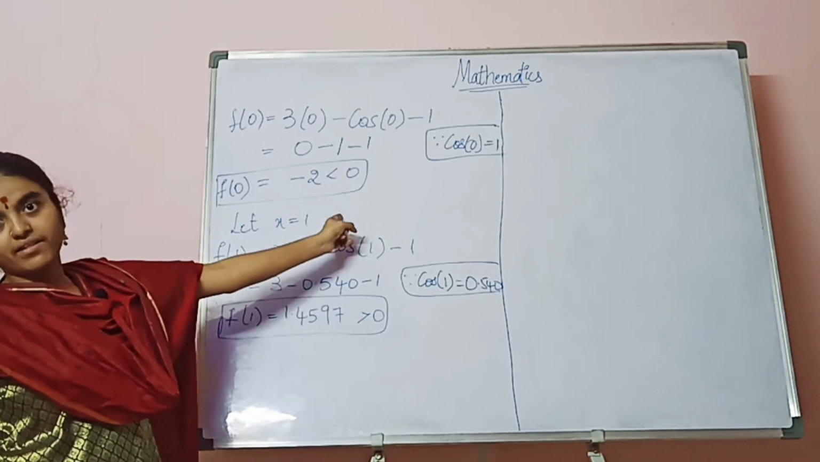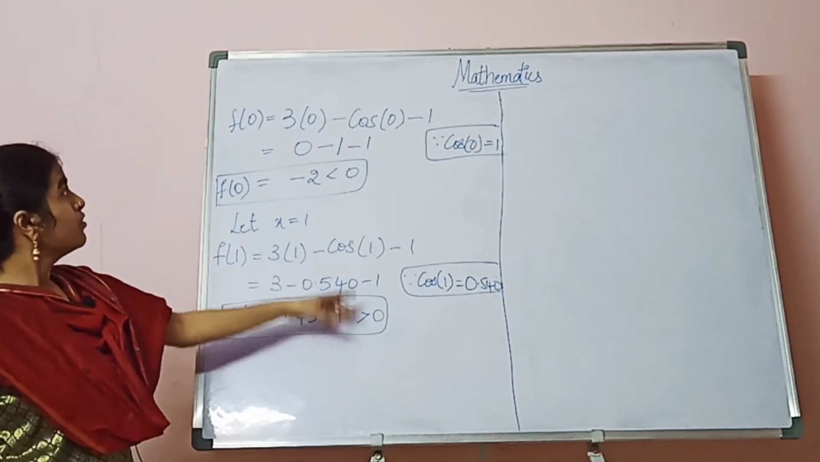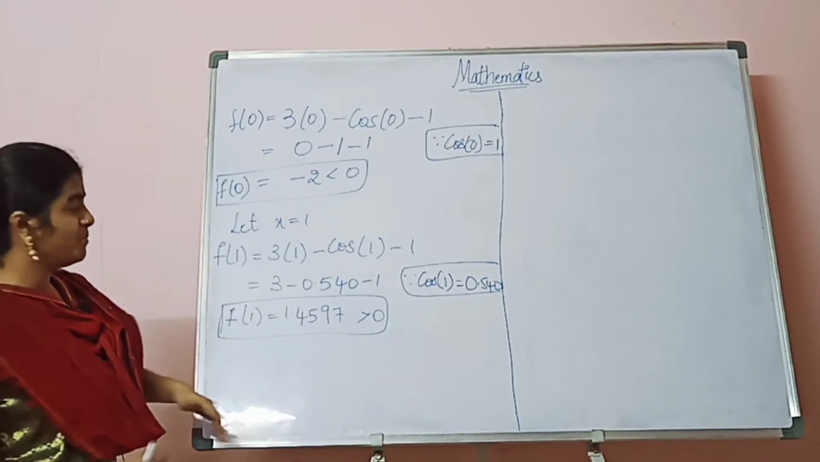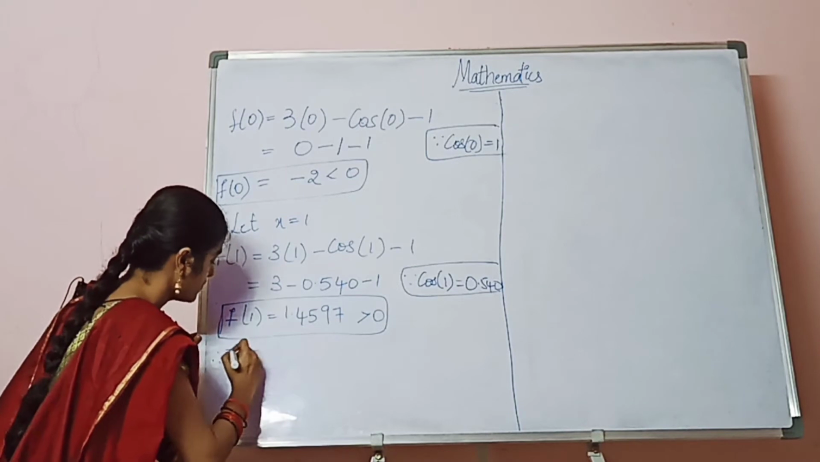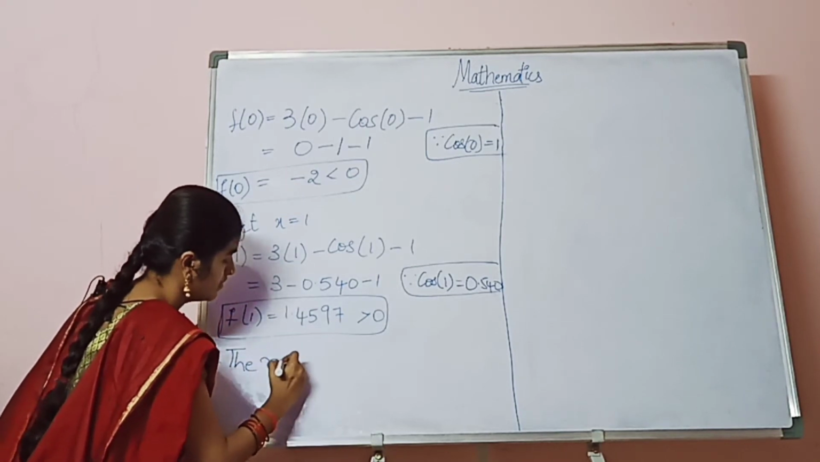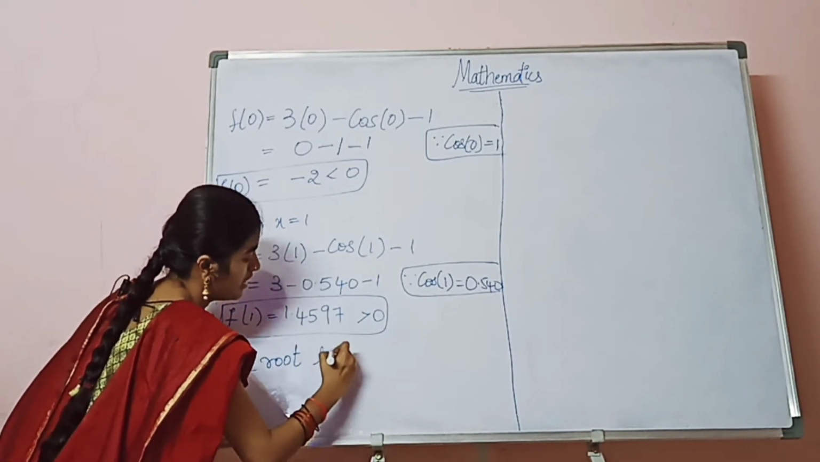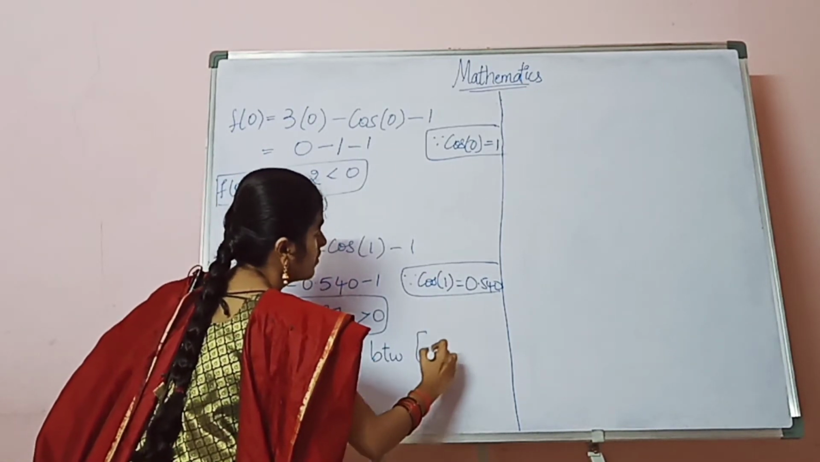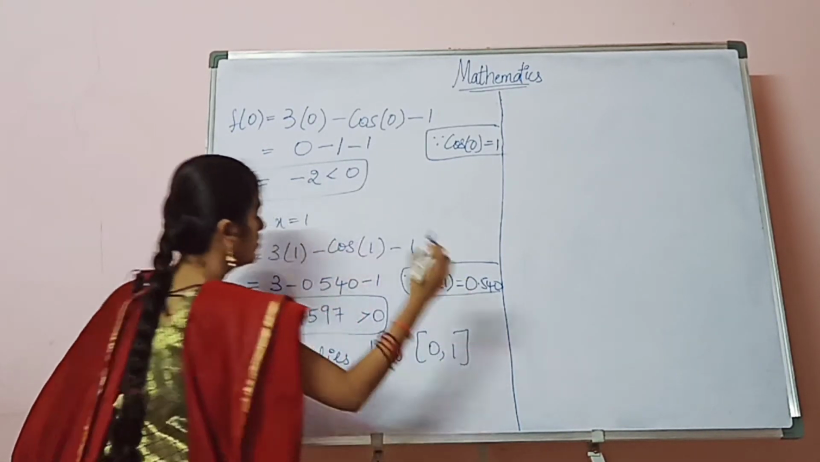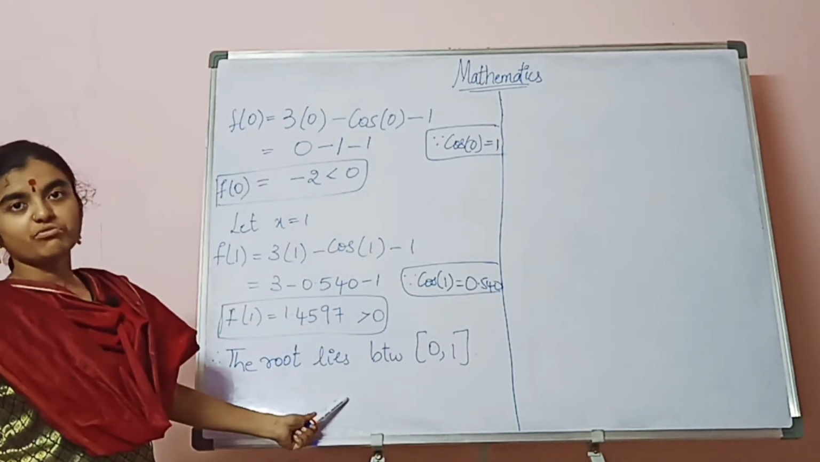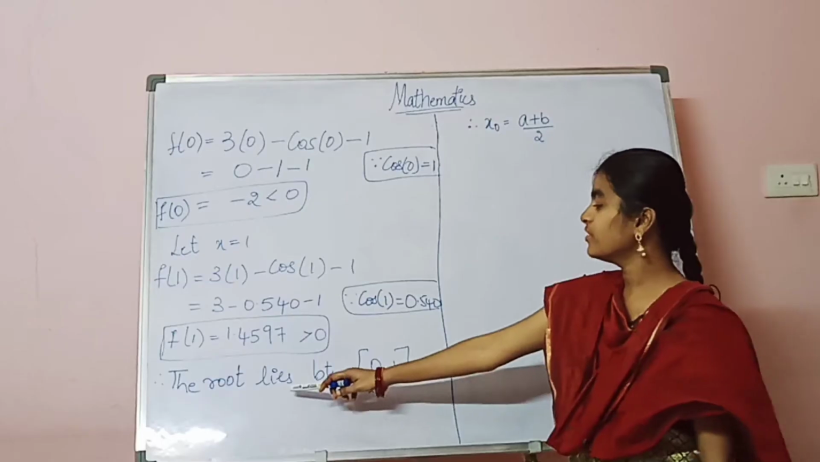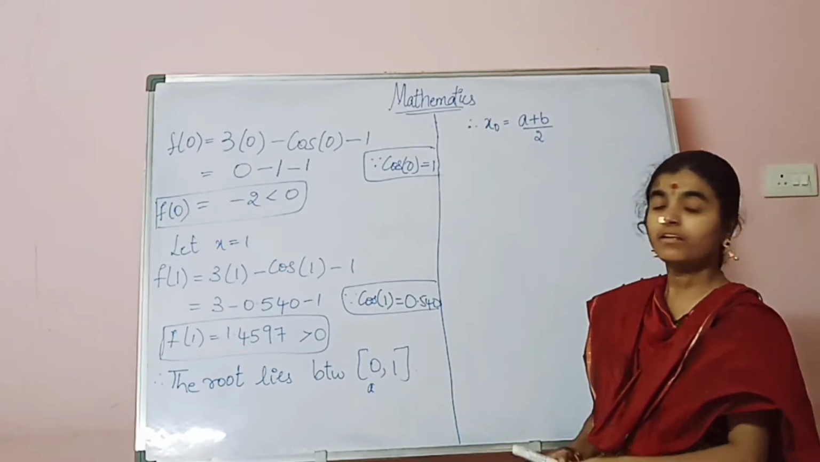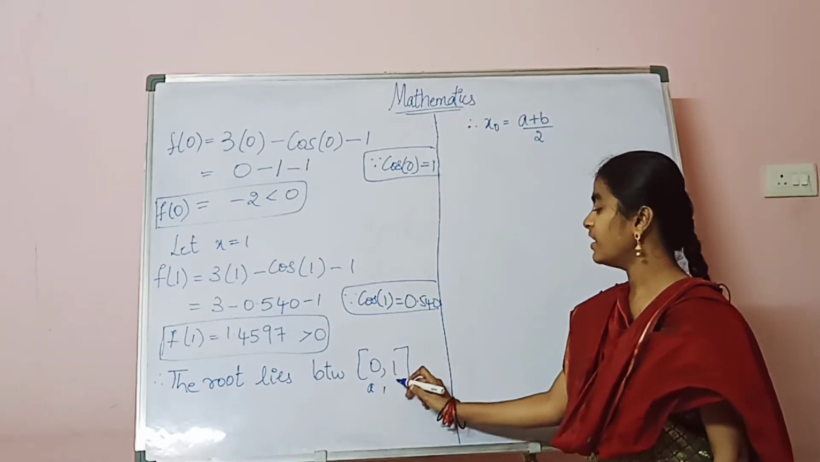Now we got one less than value and one greater than value. So we can say that the root lies between 0 and 1. Therefore, the root lies between 0 and 1. We have to take 0 as A and 1 as B.